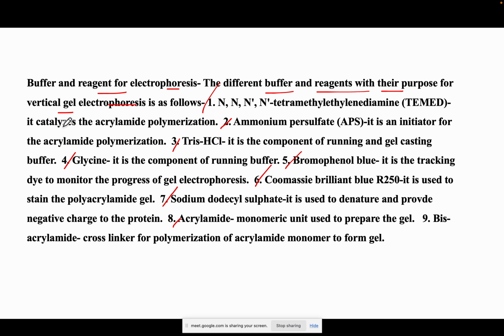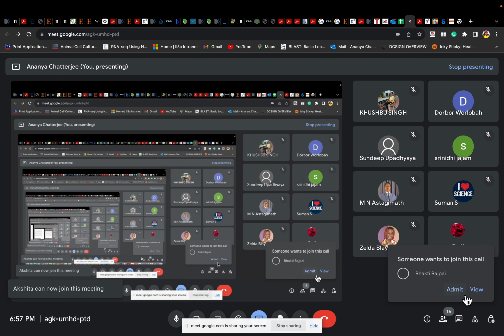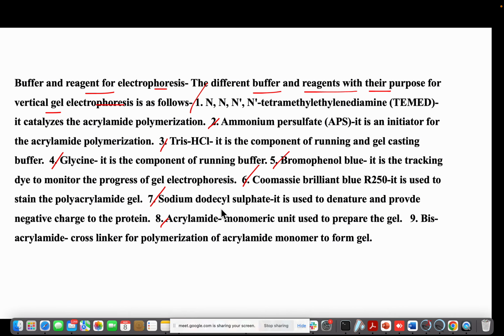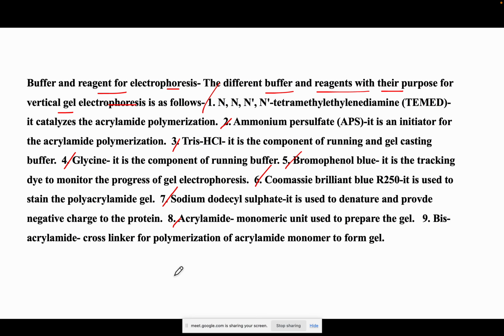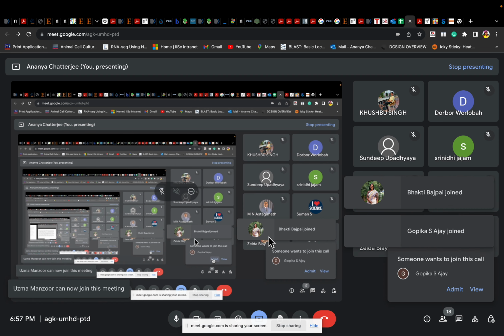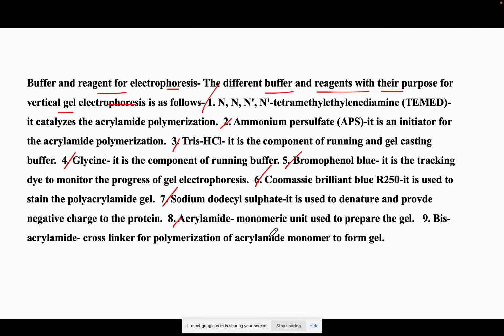tetramethylethylenediamine. If you add TEMED while preparing the gel, it catalyzes the acrylamide polymerization. Before TEMED you have to add ammonium persulfate, APS. It is an initiator for the acrylamide polymerization. So after APS you have to add TEMED, which will catalyze the acrylamide polymerization.